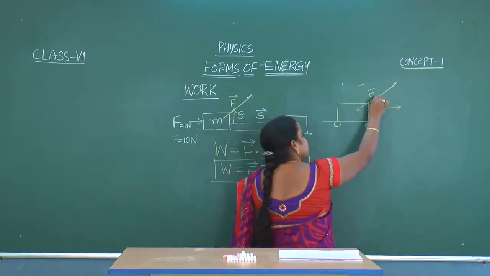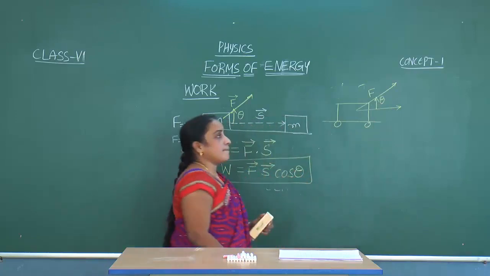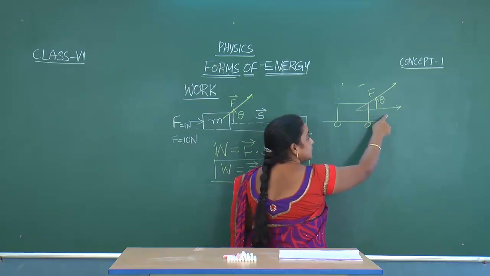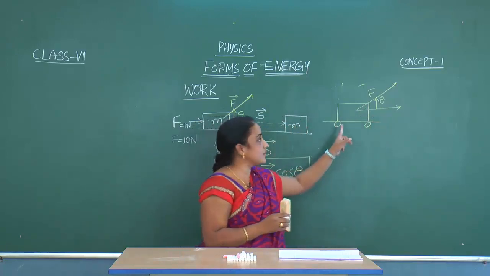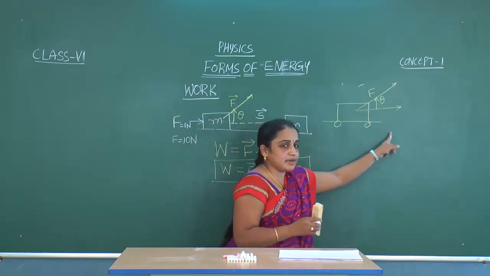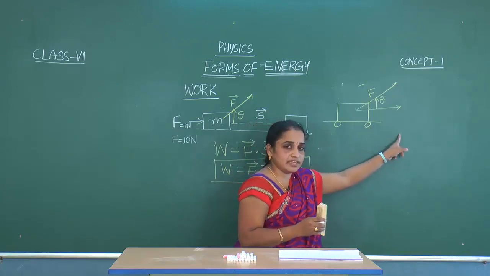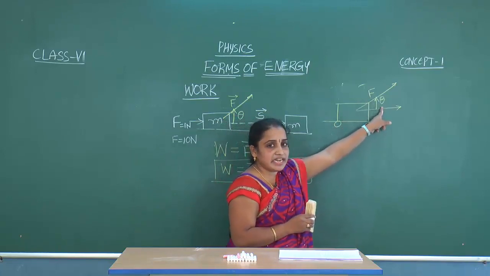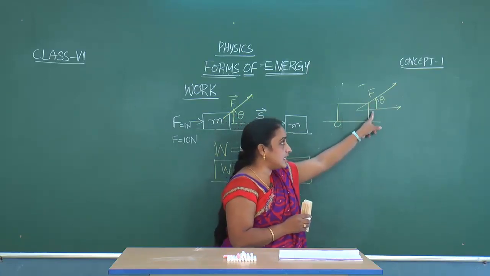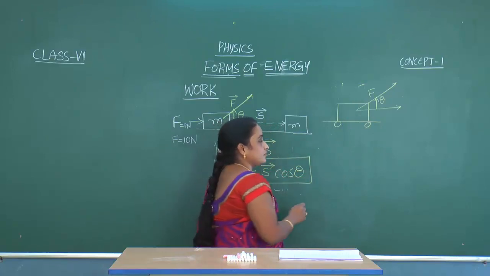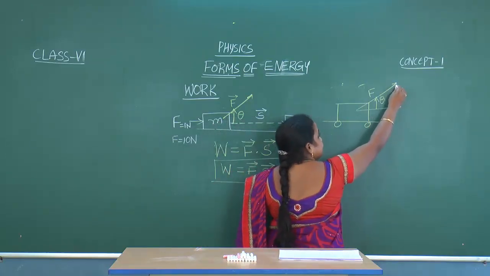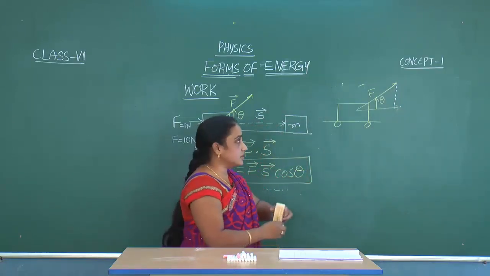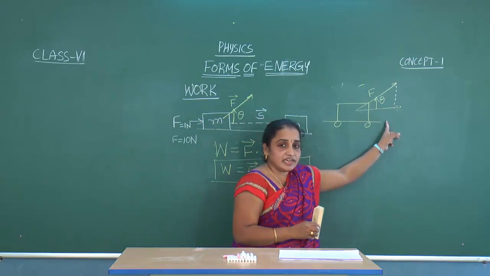Let us assume that is theta. Now to know about that force, how it is helping this trolley to displace from this place to this place, I'm going to apply force with some angle theta. That angle I'm going to show you. To know about it, first you drop the perpendicular. So this will become a triangle now.